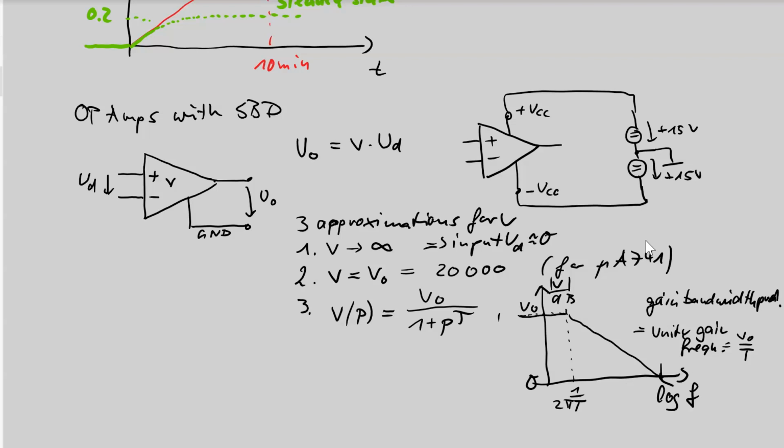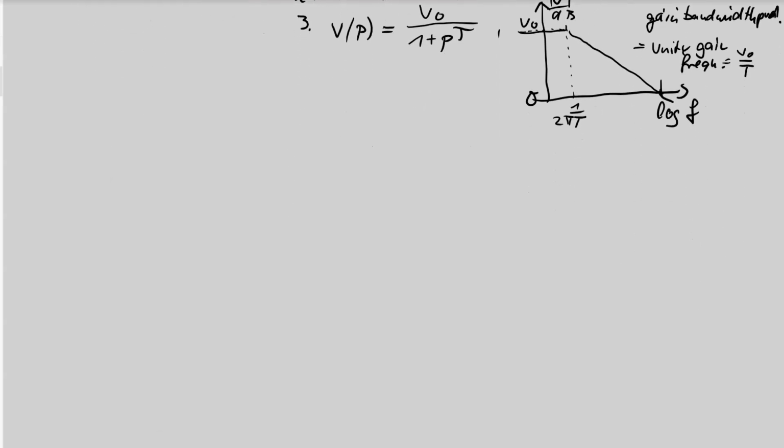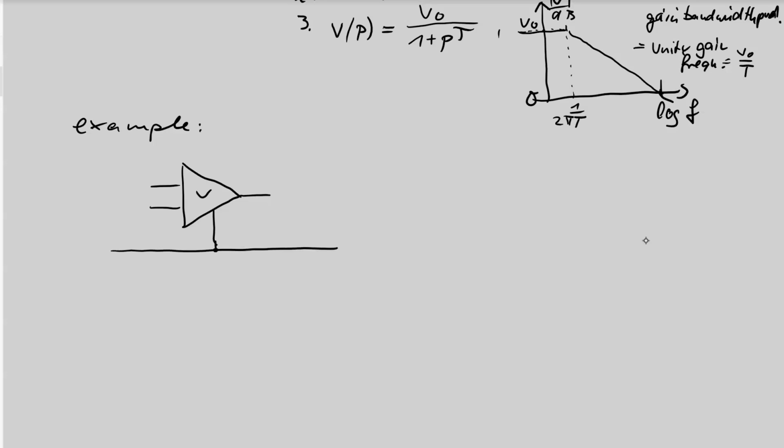Okay, so far for our signal block diagram we just work with this equation. That's all. Let's make an example. A very simple circuit is an operational amplifier without any additional component. What we do is we connect the ground line with input and output voltage.